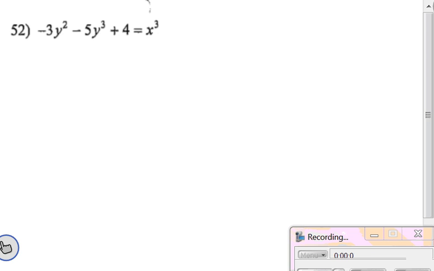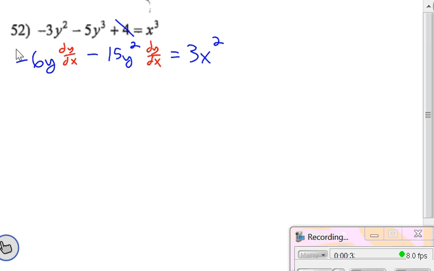Okay, find the derivative by using implicit differentiation here. So we're going to do negative 6y, and we got it right, dy dx, okay, minus negative 15y squared, and we got it right, dy dx, okay, and equals, the derivative of 4 is 0, so we got that out of there. That's gone, and then 3x squared.